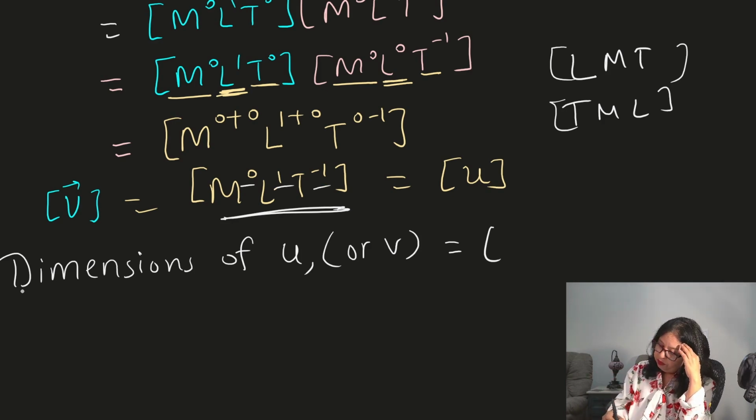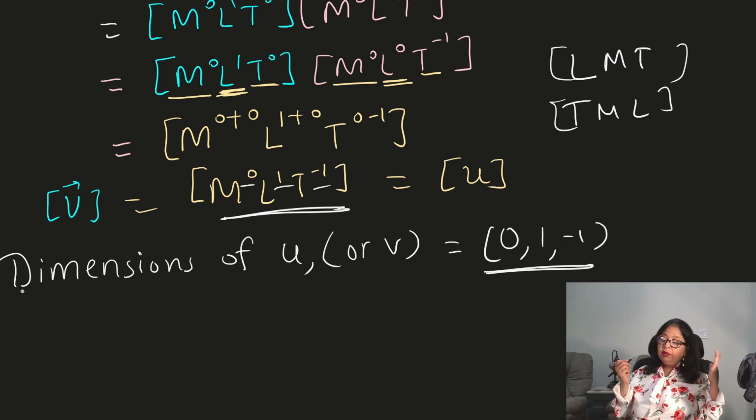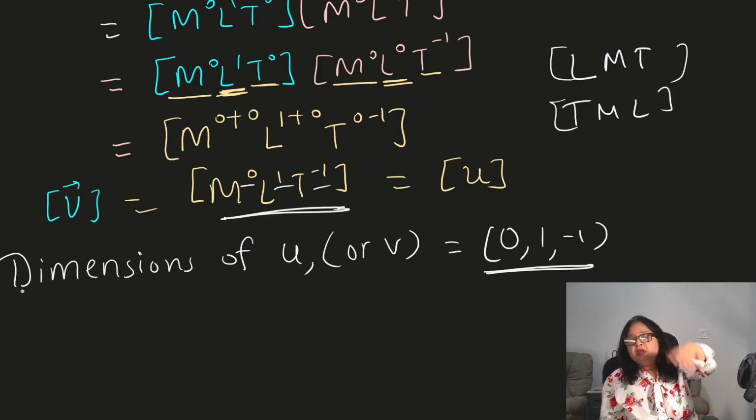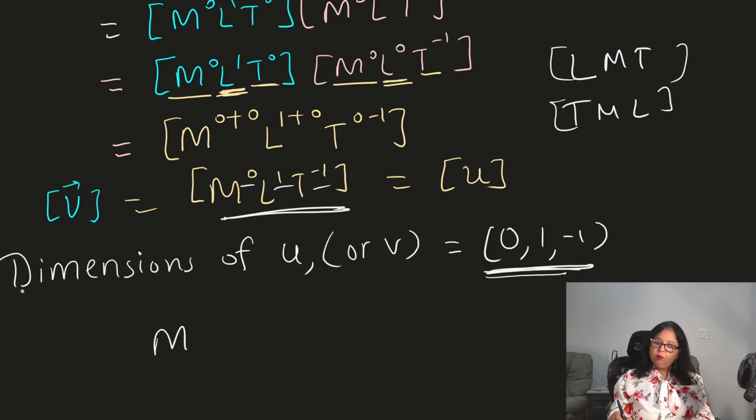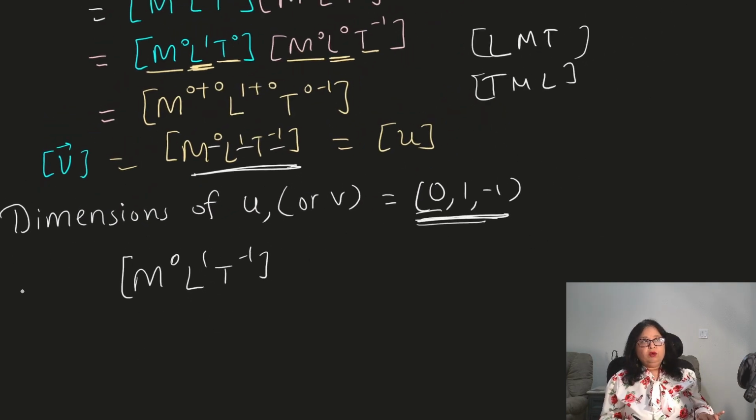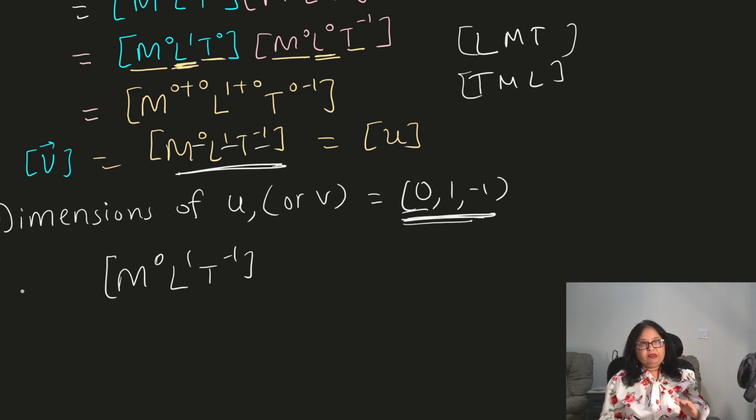So this is going to be 0, 1, minus 1. And if somebody comes to you and asks, hey, 0, 1, minus 1, what are these dimensions of? You will say these are dimensions of speed. Or if someone says 0, 1, minus 1 are the dimensions, write down the dimensional formula. M to the power 0, L to the power 1, T to the power minus 1, and we are done. So I hope it makes sense. This was very easy, very simple. Just the dimensional formula for speed and velocity. Next, we're going to talk about the dimensional formula for acceleration.